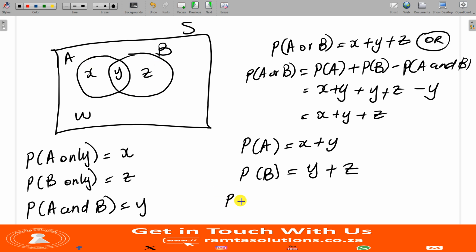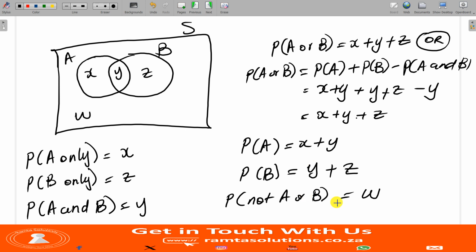Now, when I say probability of not, I can either say probability of neither A nor B. It is the same thing. Neither A nor B, or not A or B. When I say not A or B, I am saying when you are not A or B. What is A or B? A or B is X plus Y plus Z. But what else is not X plus Y plus Z? It is W. So it is simply W.